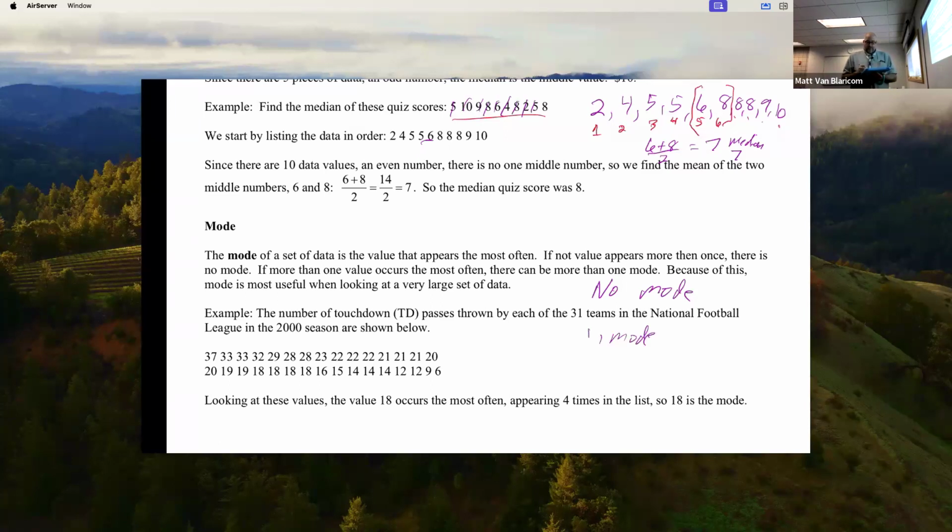Then you have one mode. Then you'll have 2 modes, which is what we call bimodal, like a bicycle. And then you have 3, which is trimodal. And then at 4 and more, we're like, hey, it's multimodal.